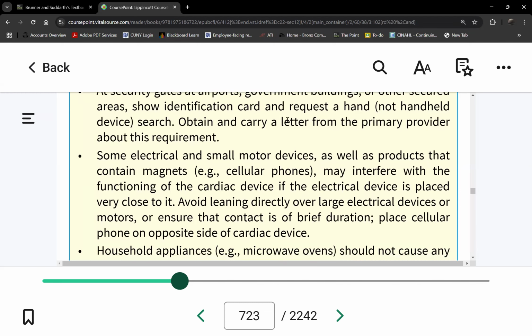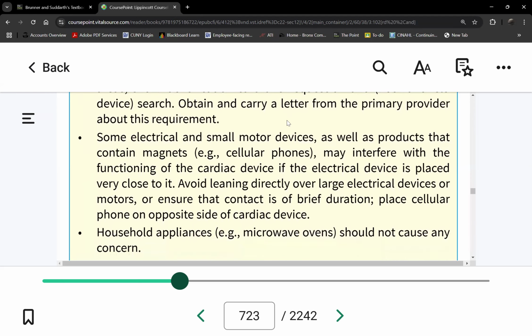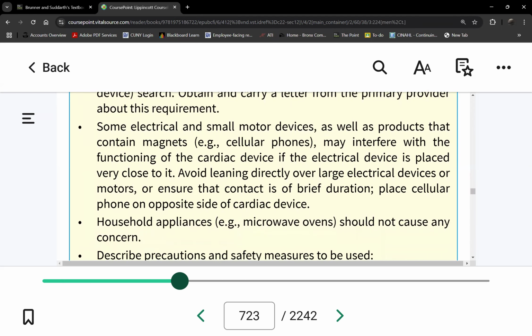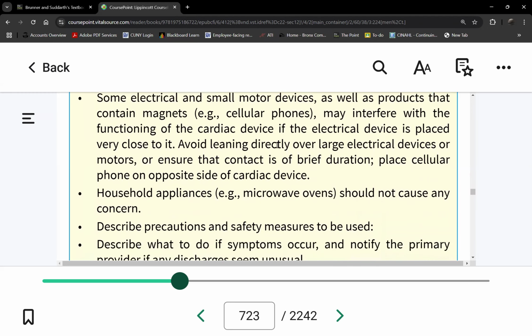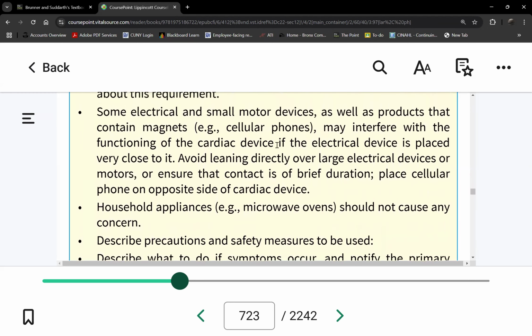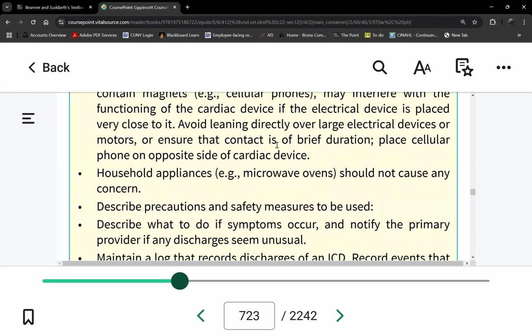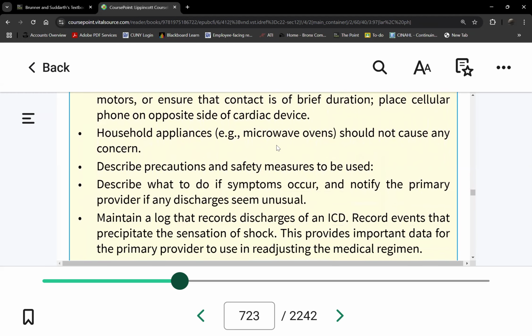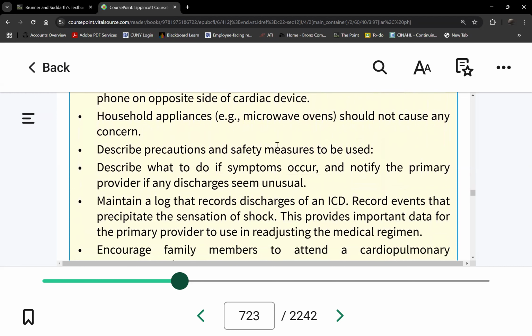All right, so here, you mentioned the security devices, anti-theft or weapon detection devices at security terminals, whether in the mall or in the airport. Phones can also interfere with the device. Our phones have magnets too. Okay, microwave ovens. What does this say? Thank you for reading. One says microwave oven should not cause any concern. Okay, are we clear?